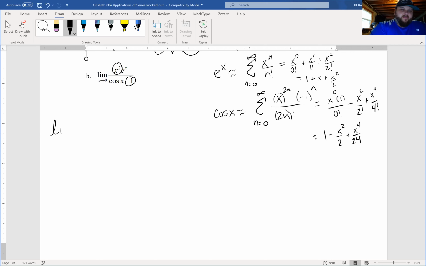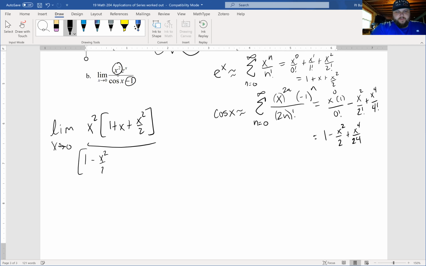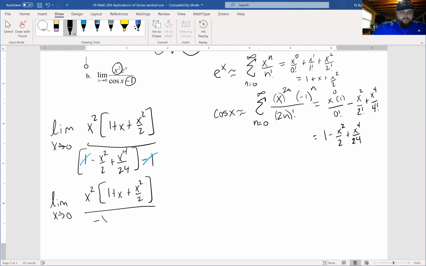So I'm going to come back over here now to my limit, and I'm going to replace the x squared, or sorry, the e to the x by 1 plus x squared over 2. And then I'm going to replace cosine with 1 minus x squared over 2 plus x to the 4th over 24. So the first thing I notice is I can cancel this 1 and -1. And I'm not going to multiply that x squared in because everything in the denominator has an x squared in it. I'm going to factor that out.